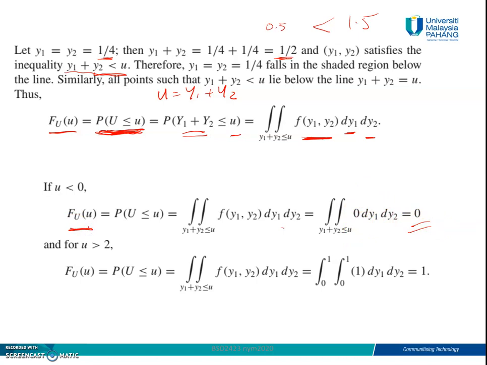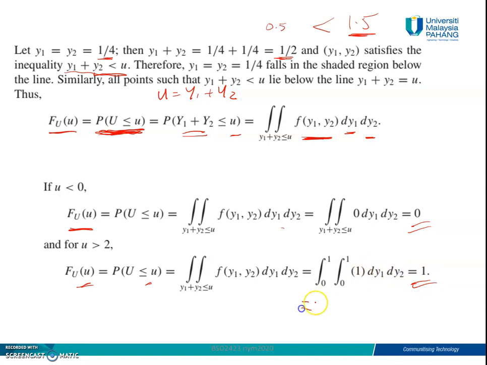When u is greater than 2, because just now we used u as 1.5, let's say u is equal to 2 or greater than 2. You can see that you have this one, you still have this one, but then it will be 0, 1, 0, 1, because we have the limits, and the joint density function is 1. So when you integrate 1, you get y1, and then you substitute the value, you get 1, and then you integrate y2, you get y2, and then you substitute the value, you get 1.